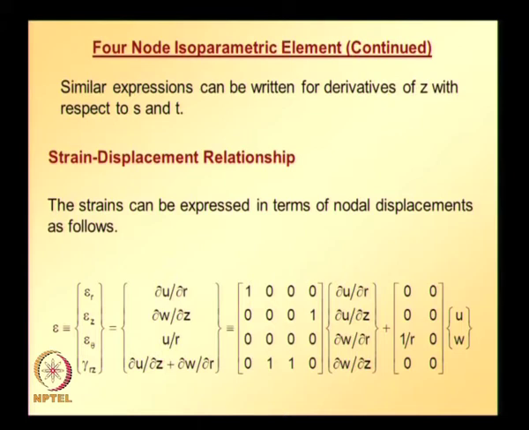So, to calculate the strain vector epsilon, we need to know the partial derivative of u with respect to r, partial derivative of u with respect to z, partial derivative of w with respect to r, and partial derivative of w with respect to z. Since we already have the trial solution in terms of nodal displacements and finite element shape functions, it is easy to calculate the partial derivative of u with respect to s and t, and of w with respect to s and t. So, we need to find a relation to calculate the partial derivative of u with respect to r and z in terms of the partial derivative of u with respect to s and t.